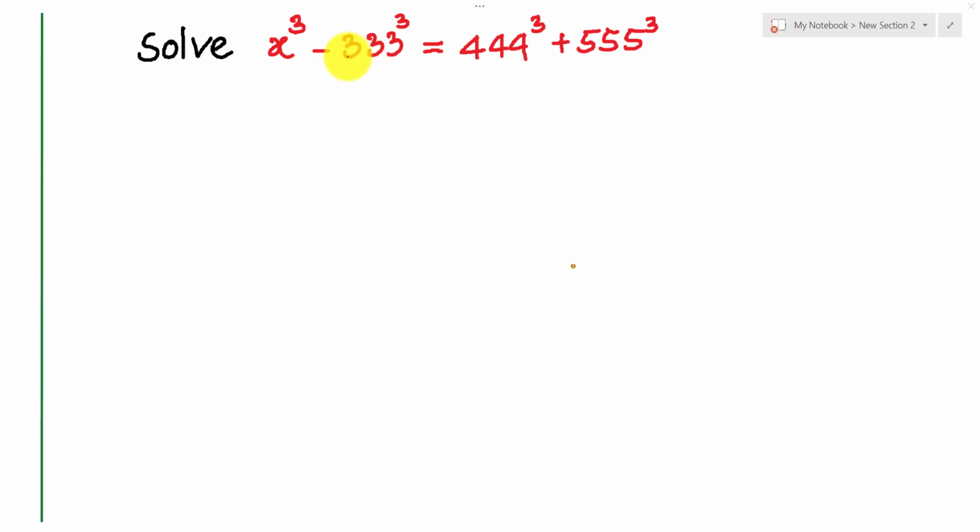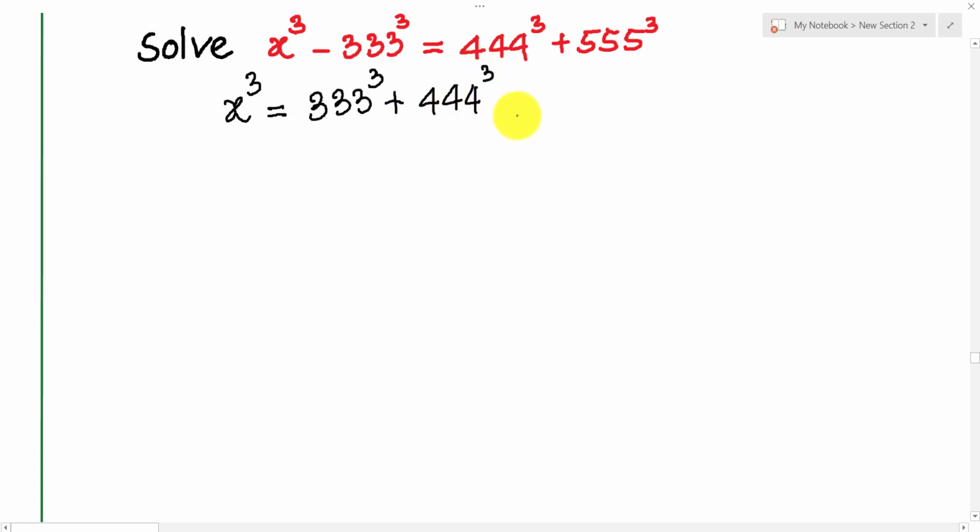And now I have x power 3 minus 333 power 3. So I move this from the left hand side to the right hand side. So we get x power 3 equal 333 power 3 plus 444 power 3 and plus 555 power 3.